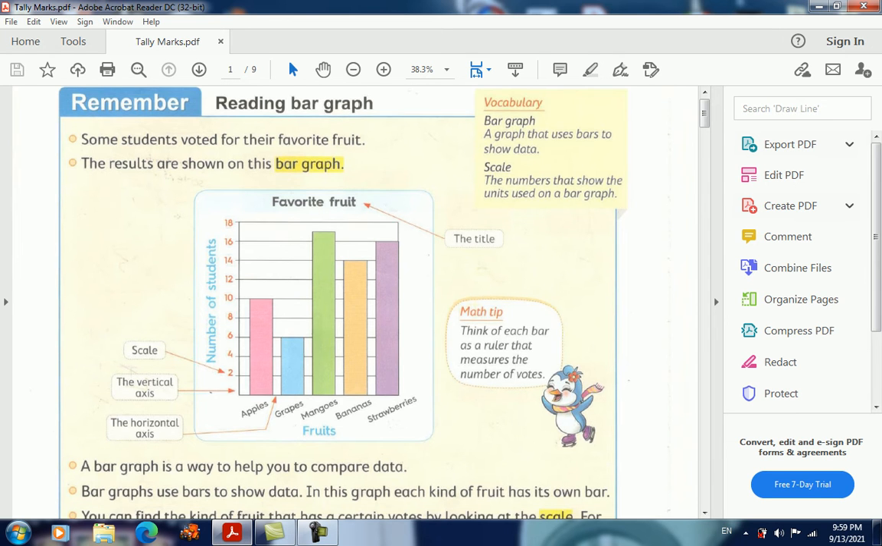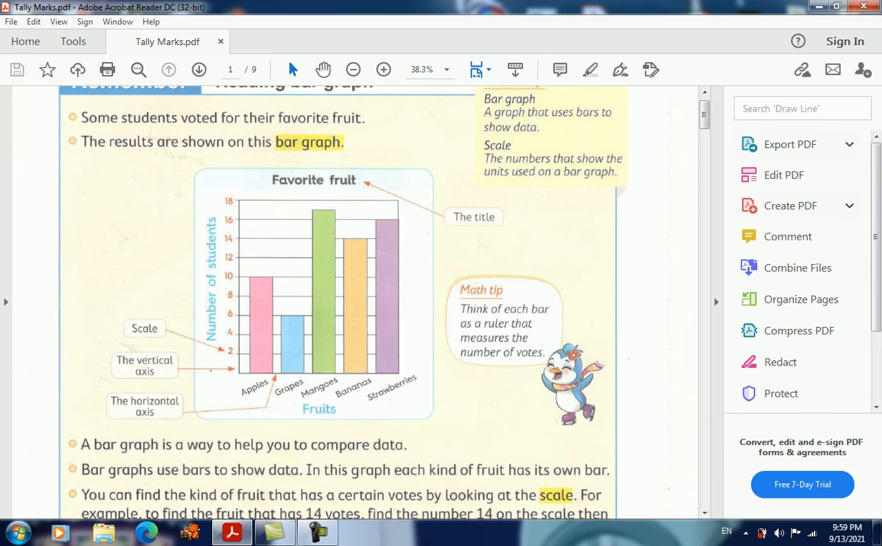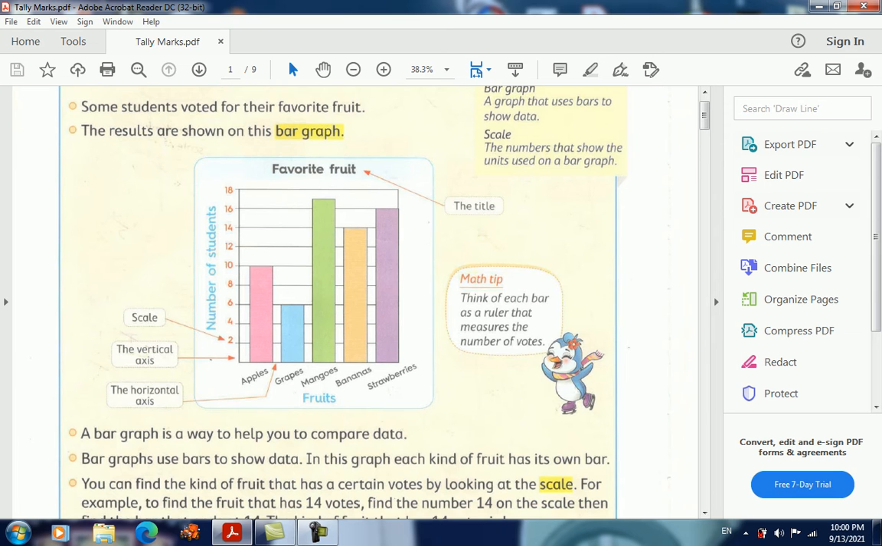So for this specific example, some students voted for their favorite fruit, and the results are shown on this bar graph. What does this bar graph contain? It contains the title, which is the favorite fruit, and a scale located on the vertical axis. In this case it's 2, 4, 6, 8, 10, 12, 14, 16 and 18. And for the horizontal axis we have the name of the fruit: apples, grapes, mangoes, bananas, strawberries, and so on. And they are giving us a math tip.